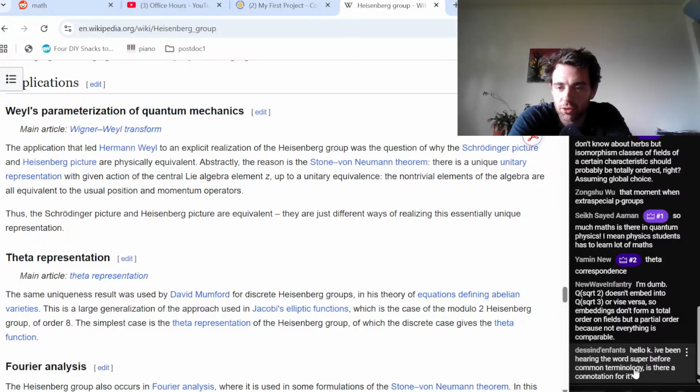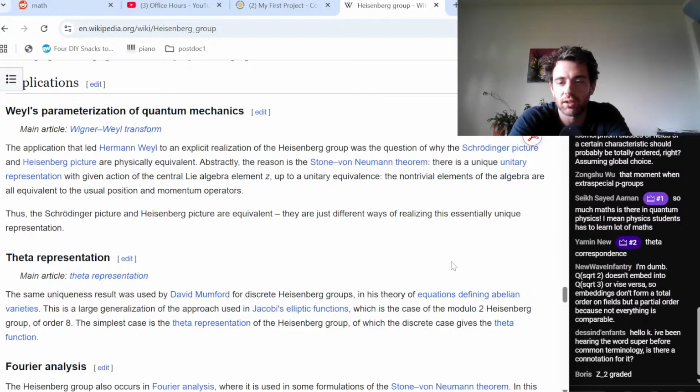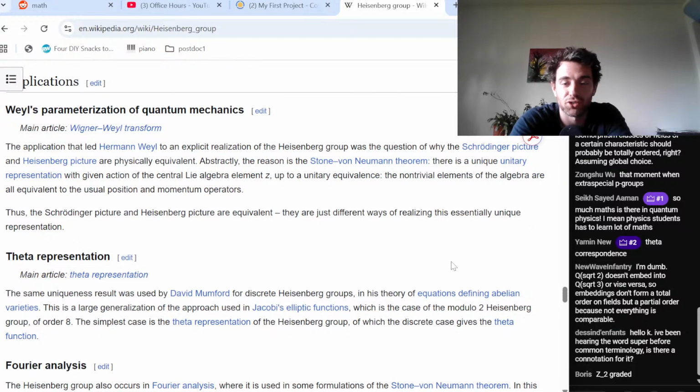Hello, you've been hearing the word super before. Common terminology. Is there a connotation for it? Wait, sorry, what? Well, generally super, it's kind of stupid. Yeah, exactly. As Bohr said, basically it just means Z2 graded. It's also funny you bring that up, because that's also in my thesis: super vector bundles, which makes it sound so exciting, like it's a fantastic thing. And it's just literally a Z2 graded vector bundle. That's all there is to it. Anticlimactic.